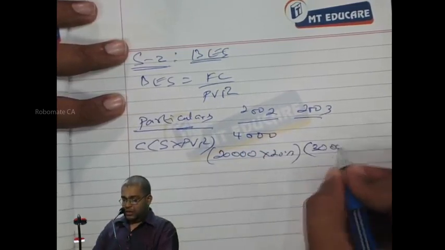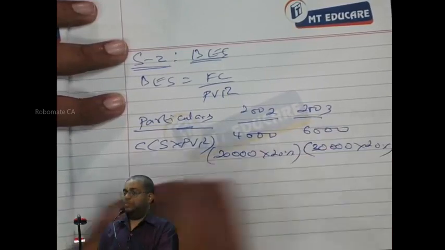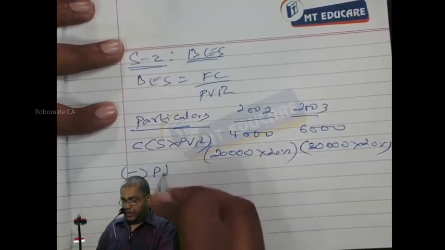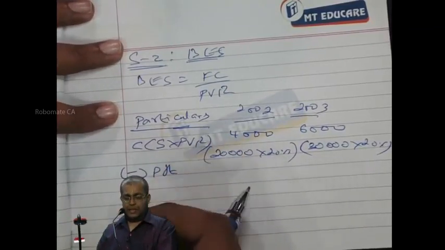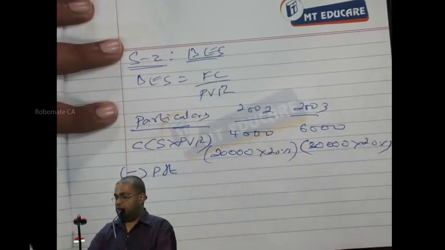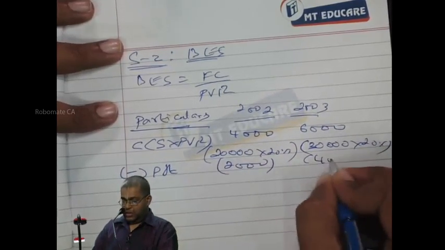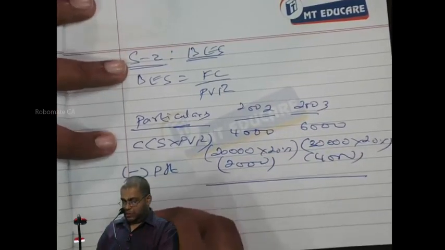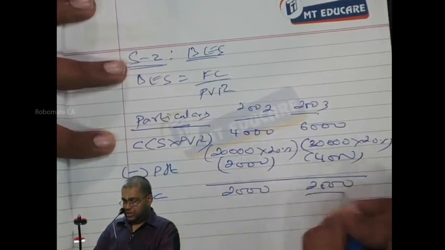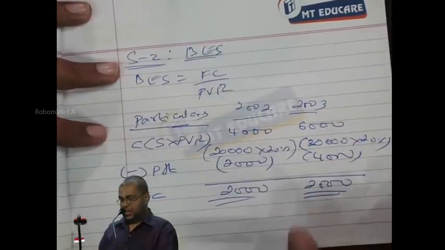In 2003, the sales is 30,000 into 20%. The contribution is 6,000. So 4,000 and 6,000. Contribution minus fixed cost gives you profit, so contribution minus profit gives you fixed cost. The profit in 2002 is 2,000 and in 2003 is 4,000. So the fixed cost is 2,000 and 2,000. We calculate it for both years just to prove that it will not change with volume.